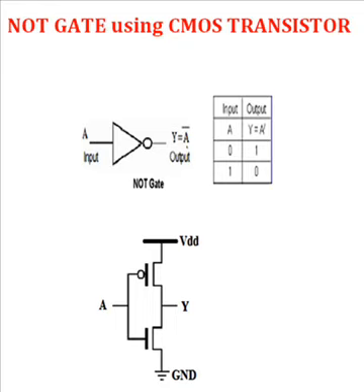From the diagram we can say that the NMOS transistor is connected to ground, whereas the PMOS transistor is connected to VDD, that is the power supply. Now we'll see how it actually works.